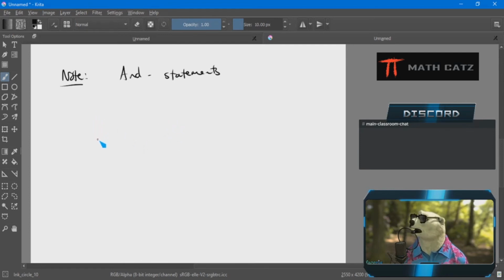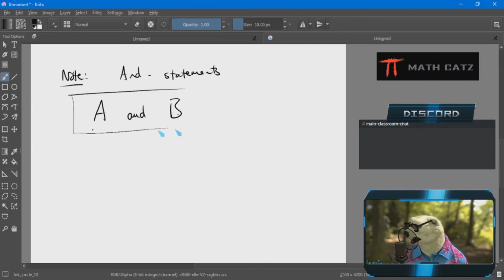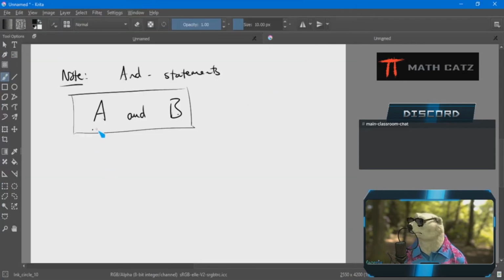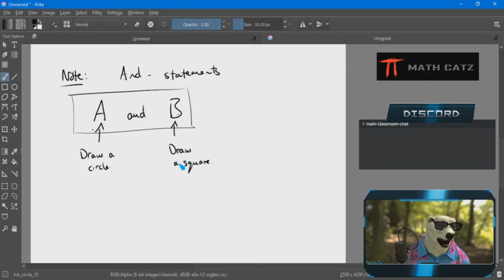Okay, so let's see, how can I do this? I have two parts. I'll say A and B. Now, sometimes A is true, sometimes B is true, and then I have to evaluate the whole thing. Exactly like this: there could be a lady in room one, and there might not be a tiger in room two. These two pieces combine to make the whole thing true or false. So let's say A is a circle I draw, and B is a square I draw. I'm limited in what I'm doing here. Okay, so here is my drawing area.